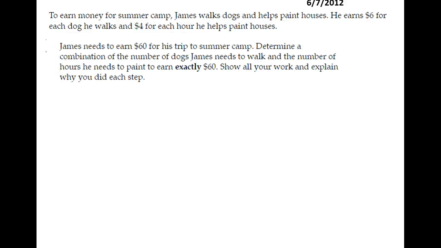And the same question. Now he wants to make $60, and we need to come up with a combination of the number of dogs he needs to walk and the number of hours he needs to paint to get exactly. He doesn't want to do more. He doesn't want to do less. He wants to get exactly $60. And we have to determine a combination. All right. So really, we're on our own.